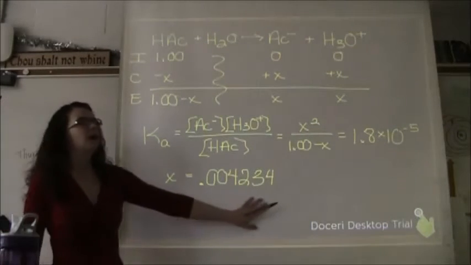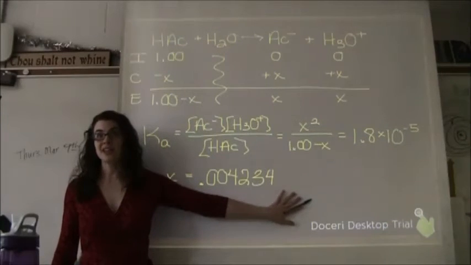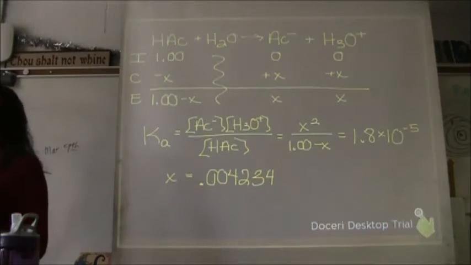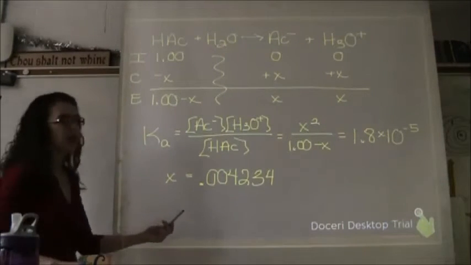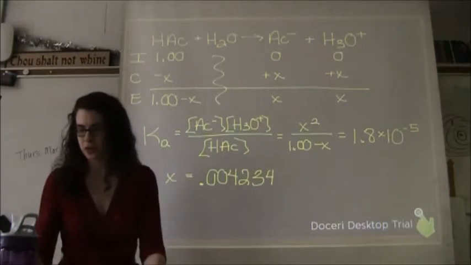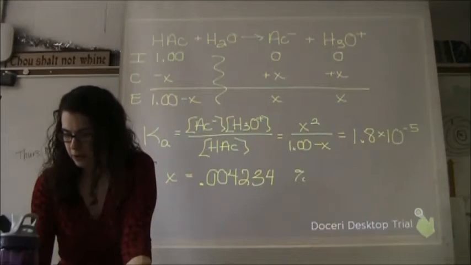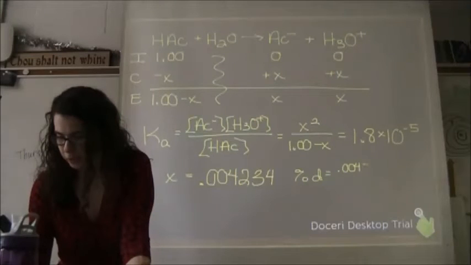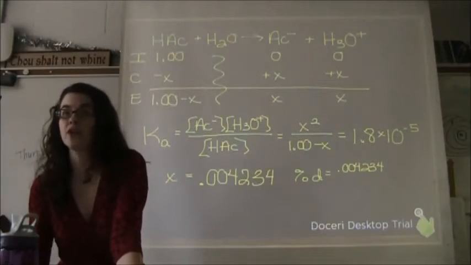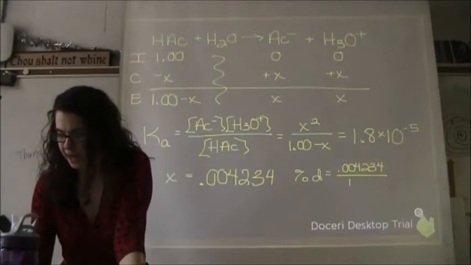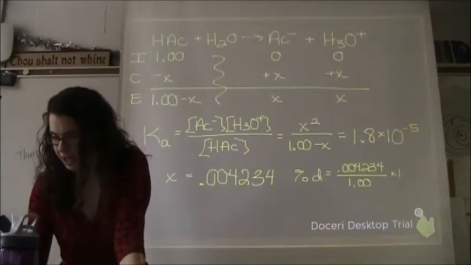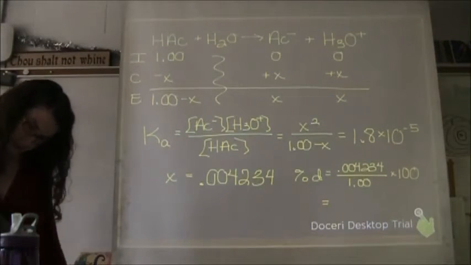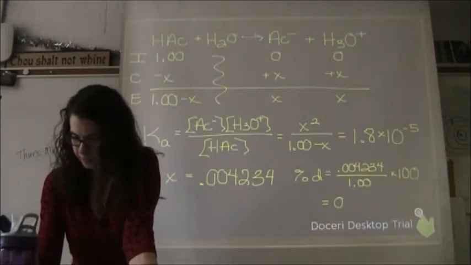Okay? Now, guys, if this were last class, we would use this number to find a pH, but that's not what we're being asked for this time. We're being asked to find the percent dissociation. So percent dissociation, again, is whatever you got for your value for X, the amount dissociated, divided by the original molarity times 100. And that gives me, let's see, 0.42. Is that right? Yeah.